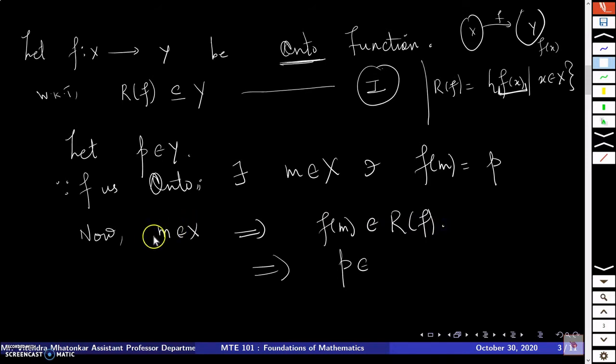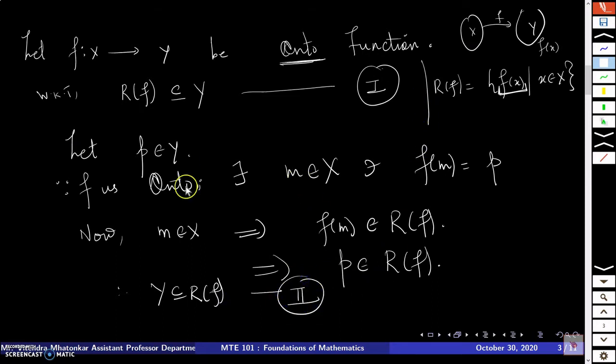Okay, so because m is there in X, the range contains all the points of the form f of x where x is there in capital X. So because m is there in capital X, its image will be there in the range, that's f of m, right? But f of m is equal to p, that means p is there in the range, right? So if I pick up any point in Y, that's the codomain, we can show that it is there in the range. So this means Y is a subset of the range, and I'll call it statement number 2.